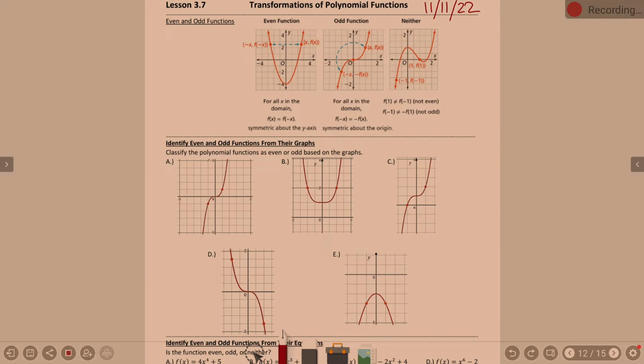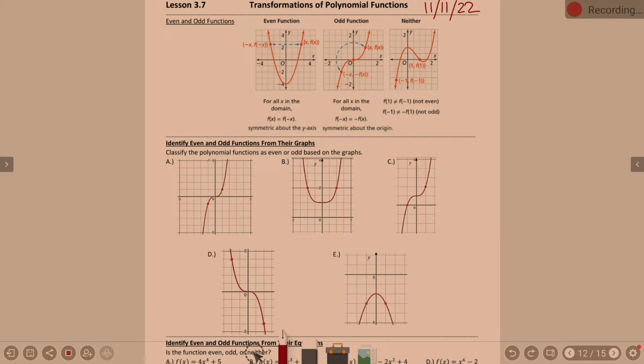Lesson 3.7 is officially titled Transformations of Polynomial Functions. There's basically two pieces to it. One is the transformations. And when we talk about those transformations, remember that list of transformations we've had a couple of different times this year, where graphs move left, right, up, down, stretch, shrink, reflect, all that fun business? We're going to talk about that, specifically with two special functions.